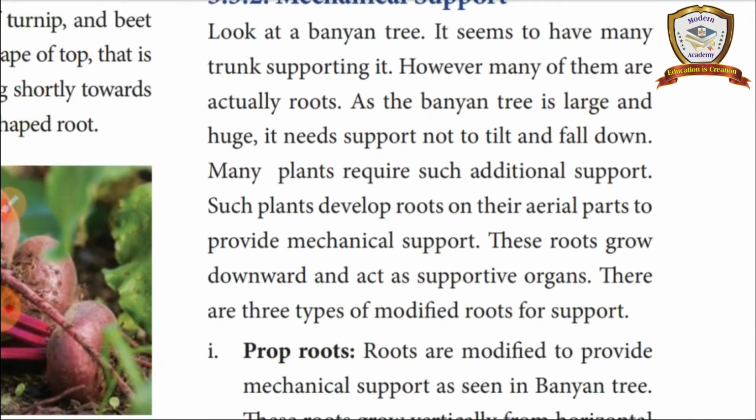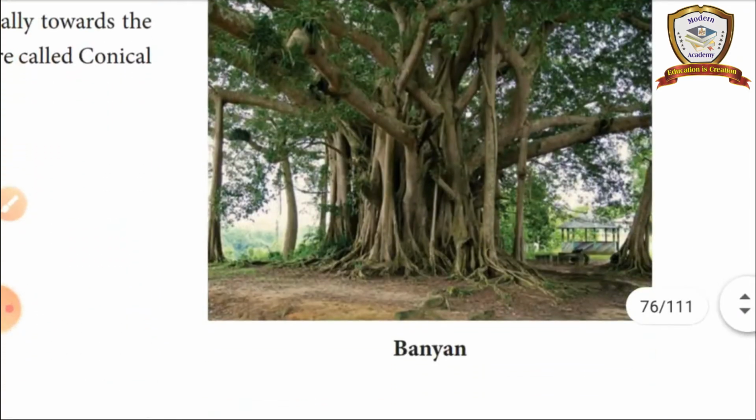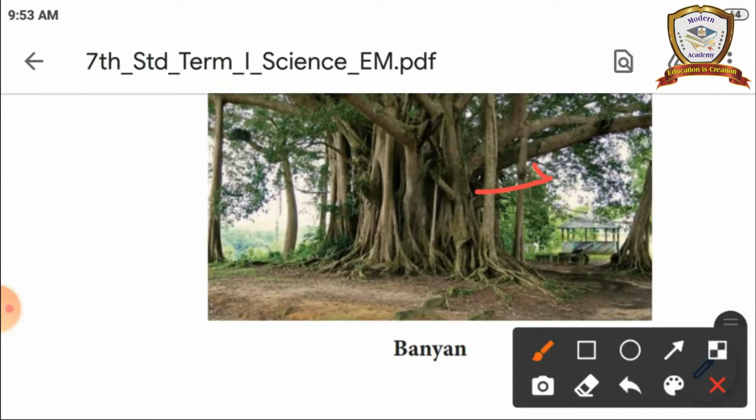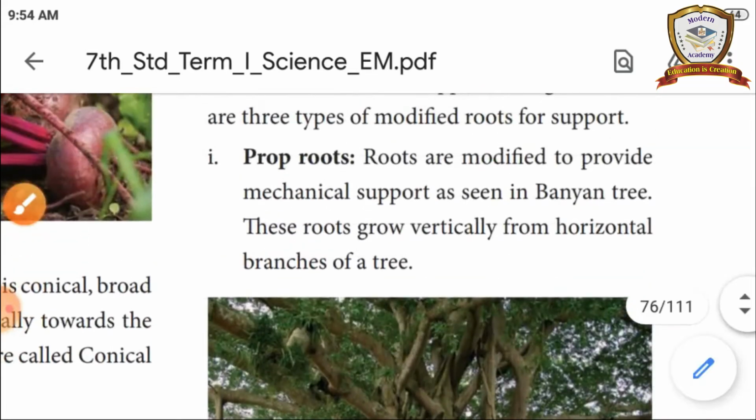There are three types of modified roots for support. So in the banyan tree you can see the trunk, and these are actually called roots, and these start from the aerial part of the plant. Aerial part means the part which is above the soil. So from the aerial part the roots grow downwards and give mechanical support to the plants. Okay, and these are further divided into three types.